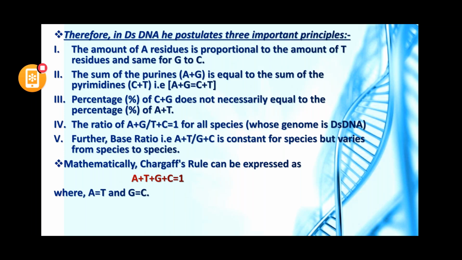The fourth point states that the ratio of A plus G by T plus C is equal to 1 for all species whose genome is double stranded DNA. Remember that Chargaff's rule is only applicable for double stranded DNA, double stranded hybrid DNA or double stranded RNA, but it is not applicable for single stranded DNA or single stranded RNA.